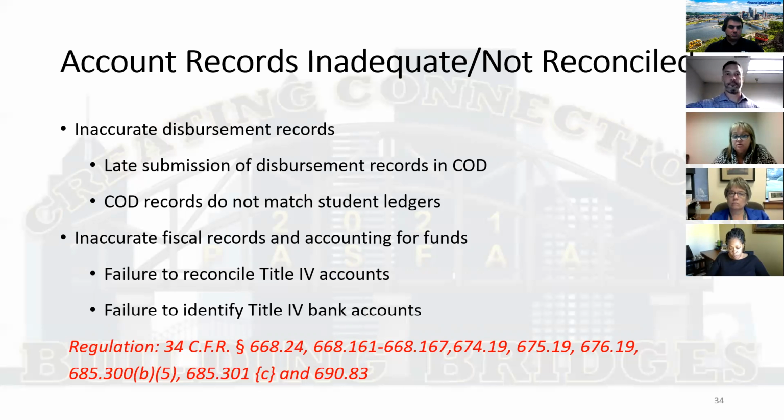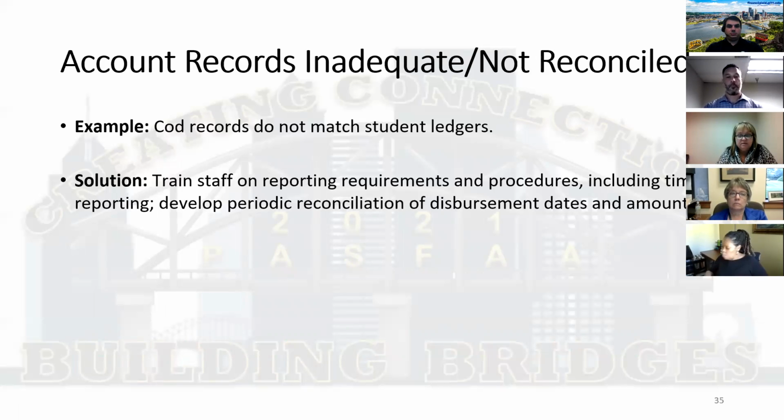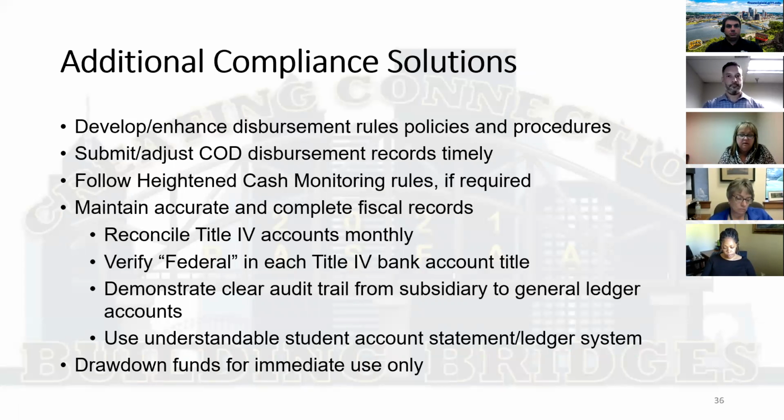There may be inaccurate fiscal records in accounting for funds, such as failure to reconcile your Title IV accounts and failure to identify that your bank accounts are Title IV accounts. An example, like I said, was COD records not matching the student account ledgers. A solution is to train your staff on reporting requirements and procedures for COD, including timely reporting, and developing periodic reconciliation of the disbursement dates and the amounts. Again, that's a second check, putting in some kind of system to make sure that things are being reported accurately.